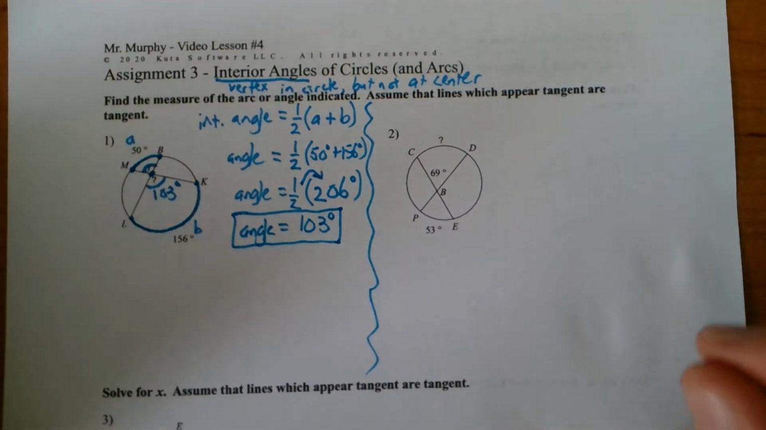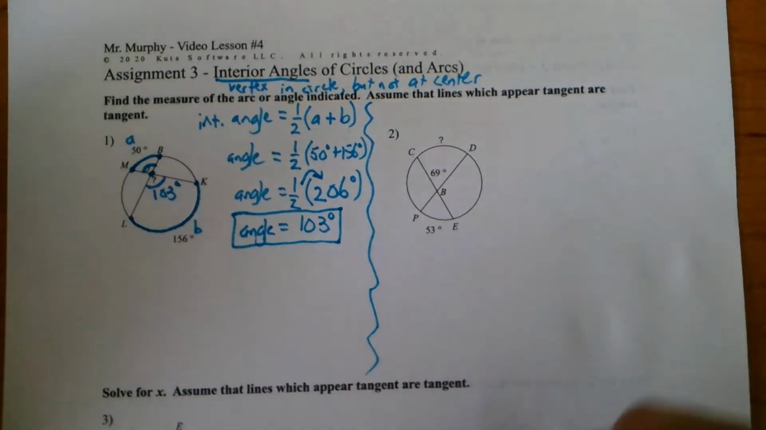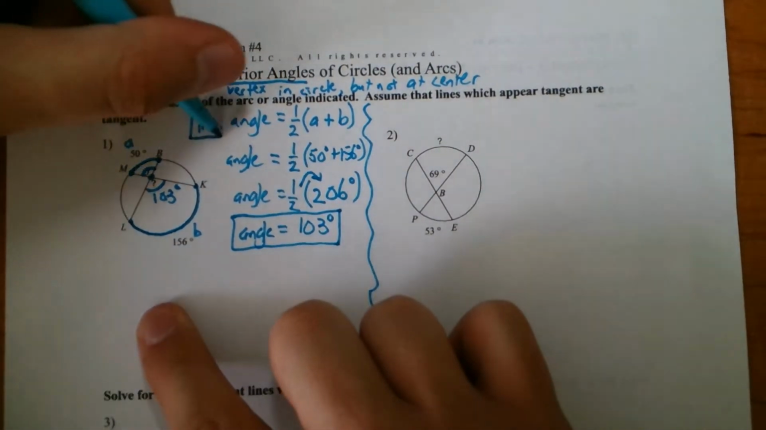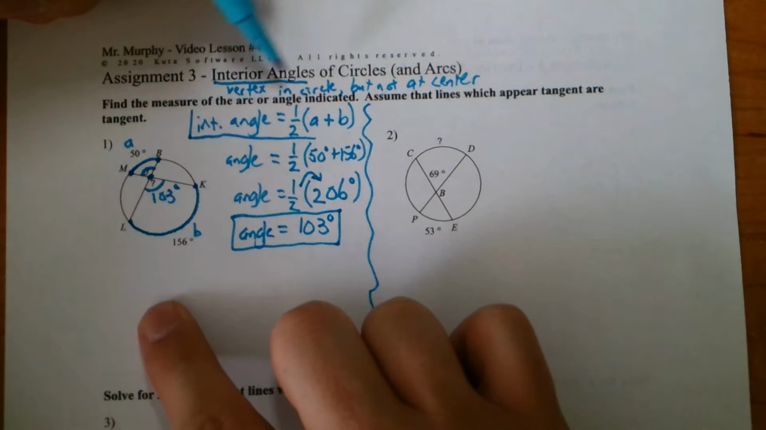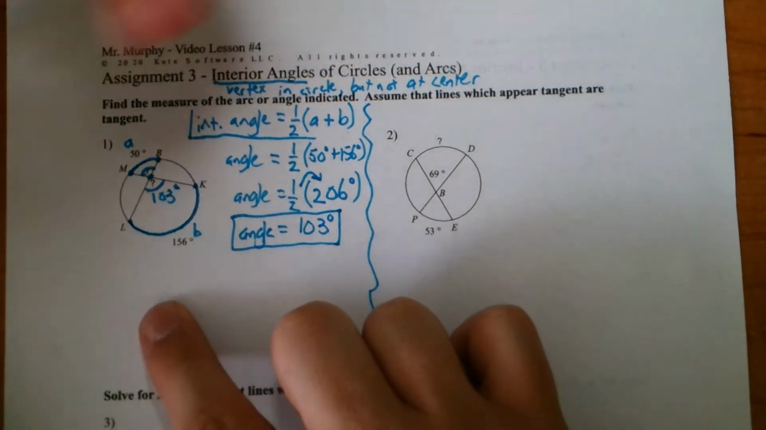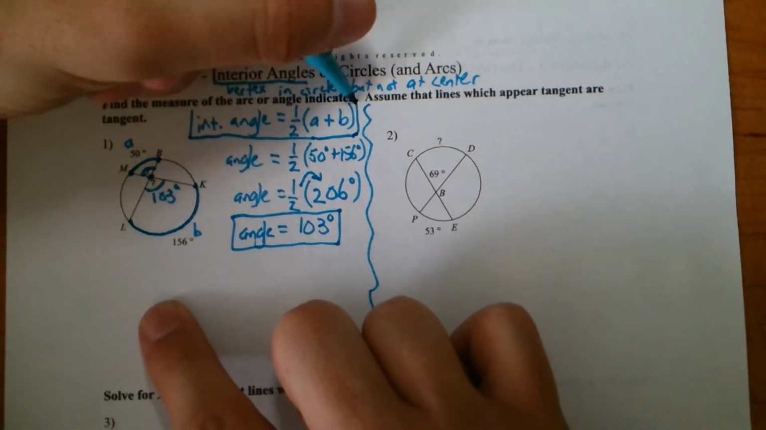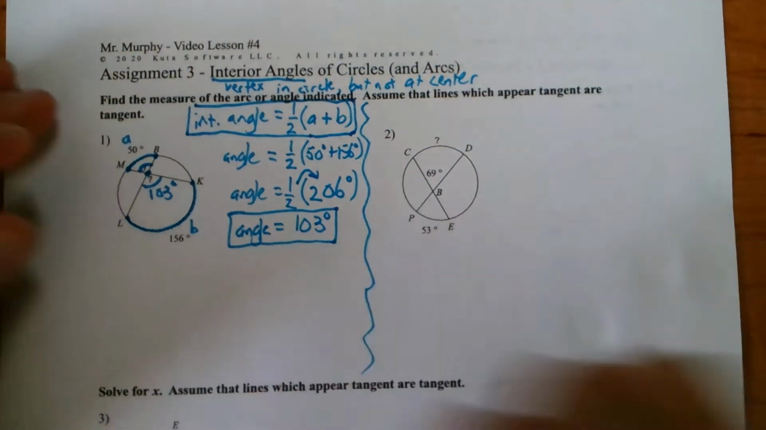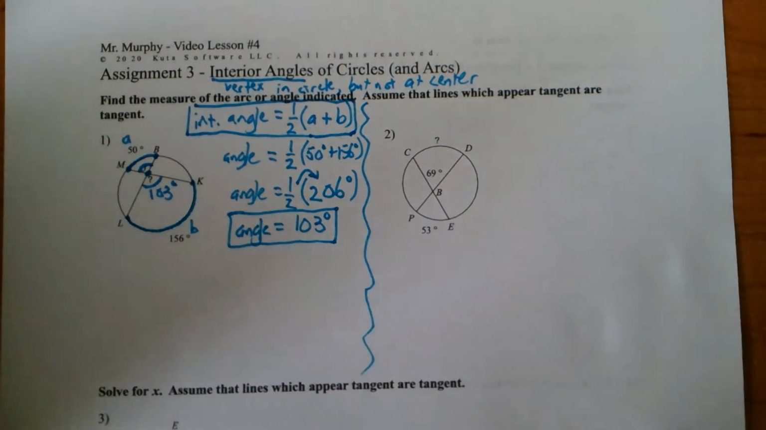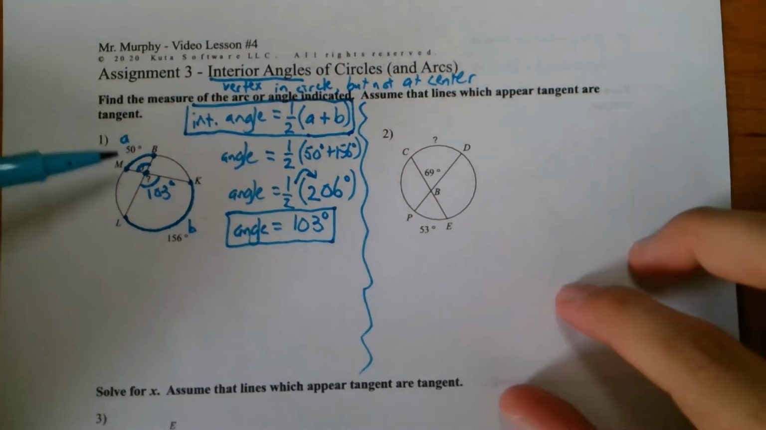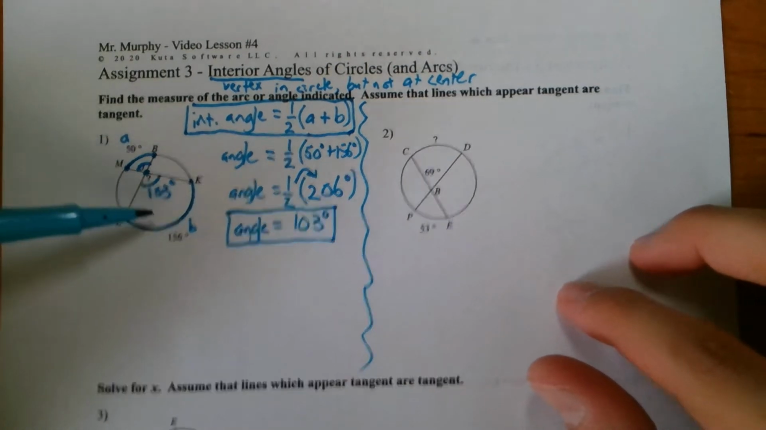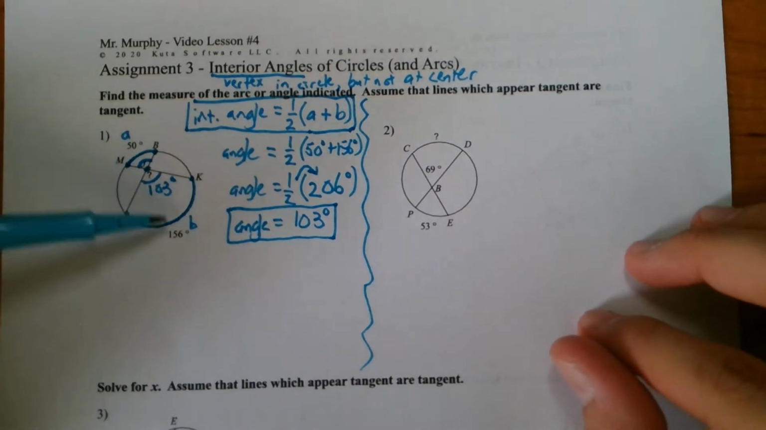All right. So this is the main relationship for interior angles of circles, aka angles where the vertex is inside the circle but not at the center. The relationship you want to use is this. Angle equals 1/2 of A plus B. A plus B being the two intercepted arcs. One opposite, and then one on the other side.